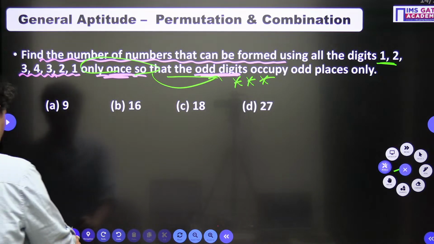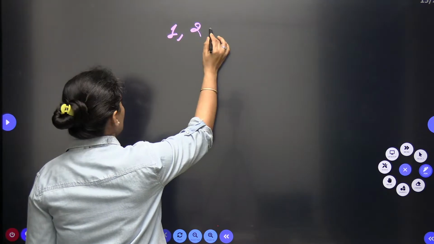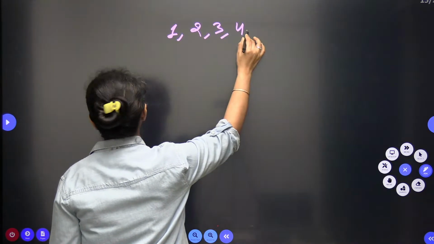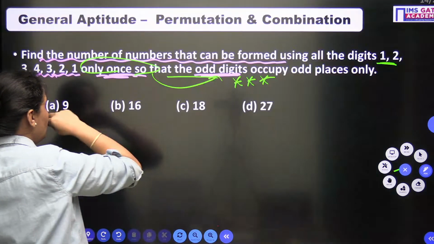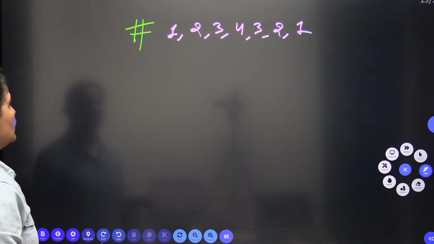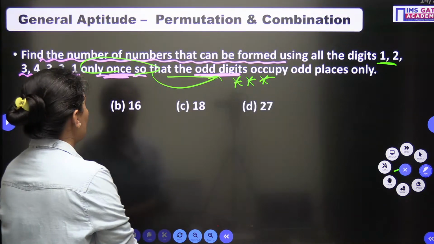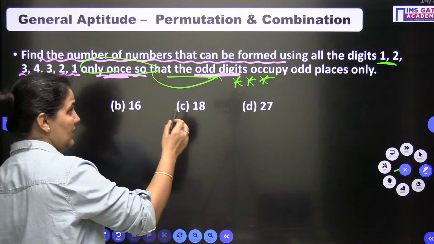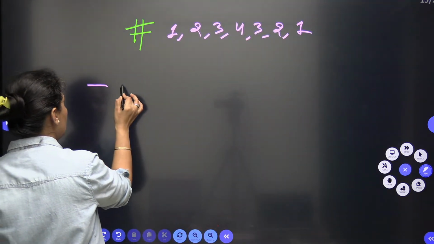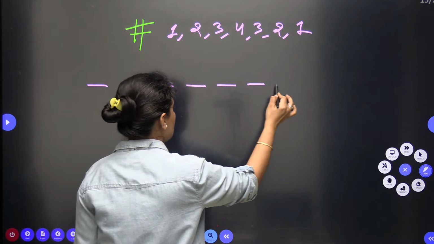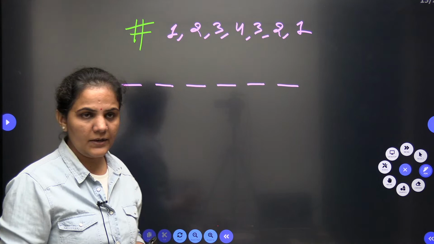A simple question. How many digits are we having? Let's write down 1 2 3 4 3 2 1. So these are the digits given to you. We have 3 and 3, 6, and 1, so 7 digits. We cannot repeat any one. What is the condition given to you? Odd digits occupy the odd places. So first of all, 1 2 3 4 5 6 7. Since we cannot repeat any digit, we need to make a 7 digit number only.